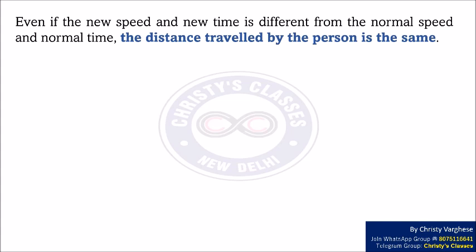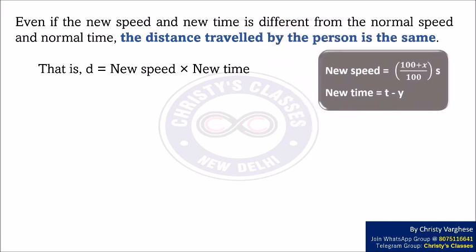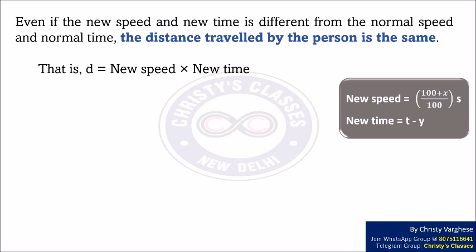We have to note the fact that even if the new speed and new time are different from the normal speed and normal time, the distance travelled by the person is the same. So we can write the distance travelled by the person in terms of new speed and new time. That is, distance D equal to new speed into new time. We know that the new speed equals (100 plus X) by 100 into S and new time is equal to T minus Y. So we can write D equal to (100 plus X) by 100 into S into (T minus Y). Let this be equation 2.